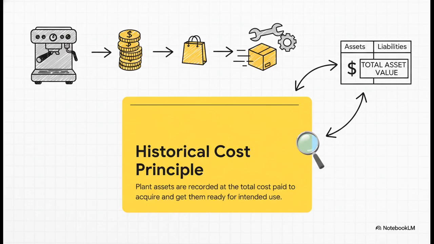This is so important. The cost isn't just the sticker price on the machine. It includes all the other reasonable and necessary costs to get it in the door and ready to brew coffee. So we're talking about sales tax, shipping fees, insurance while it's being transported, maybe some assembly and installation costs, and even the cost of running a few test batches before you open to the public.